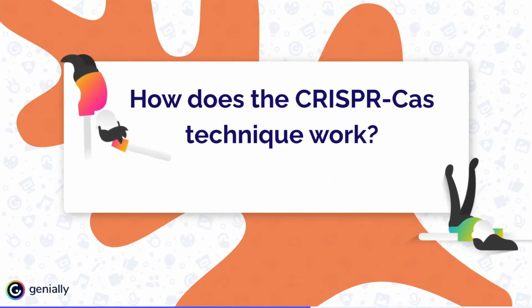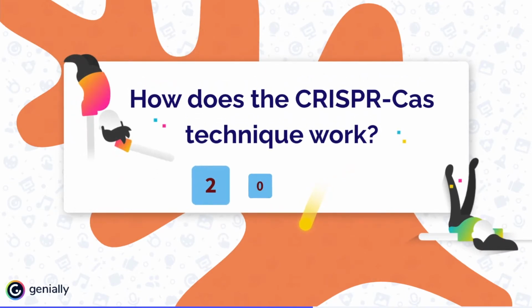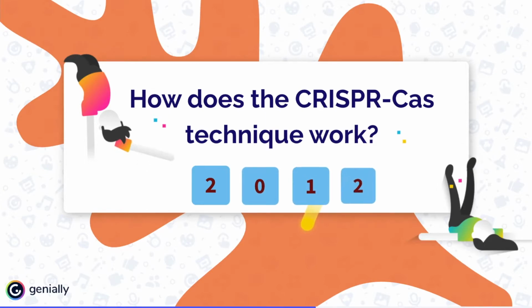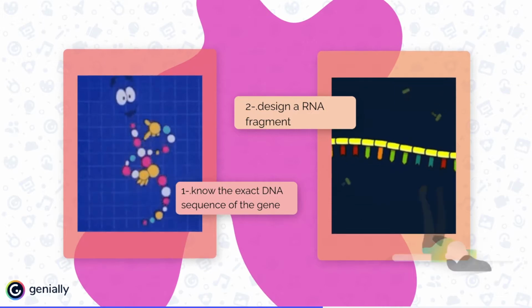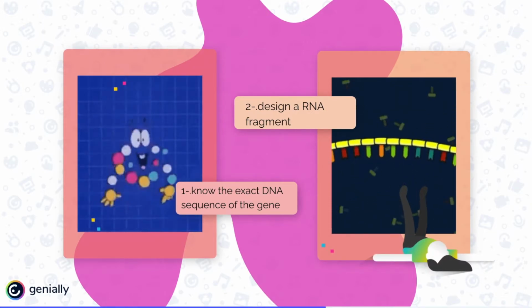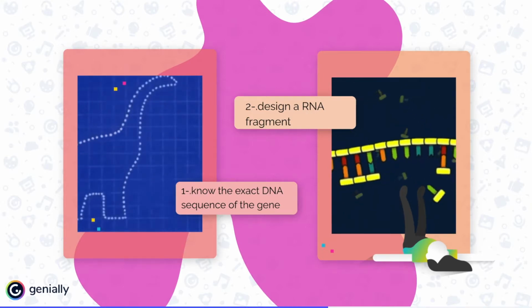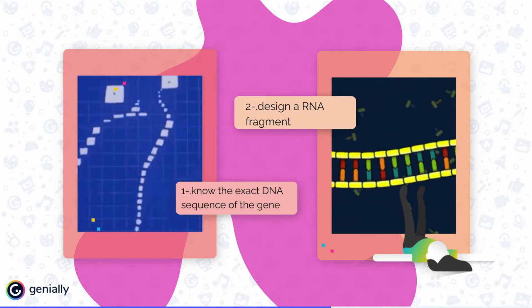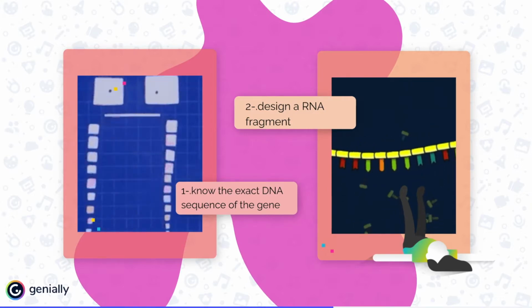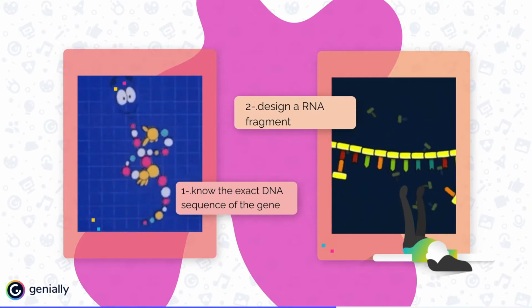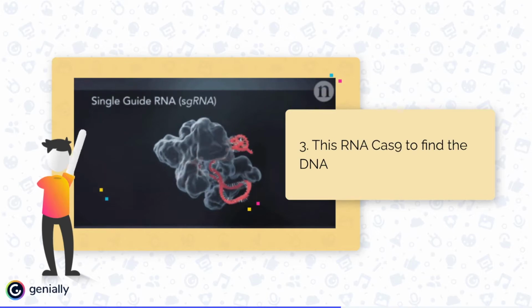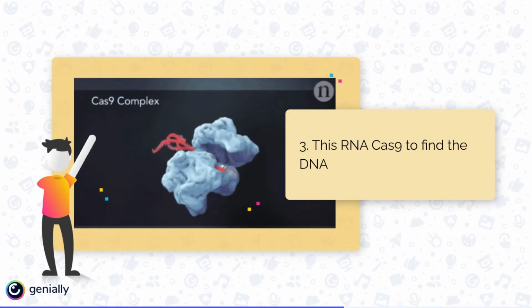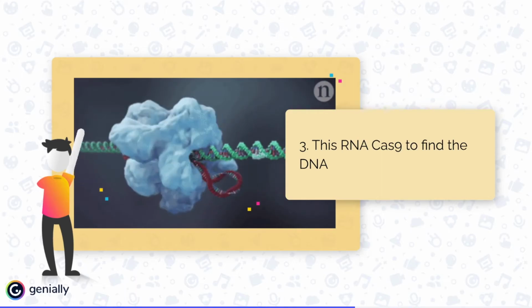How does the CRISPR-Cas technique work? This bacterial immunity mechanism has been used since 2012 as a genome editing technique. The process is: 1. We need to know the exact DNA sequence of the gene that we want to edit. 2. Then we have to design an RNA fragment complementary to this gene. 3. This RNA will act as a guide for the Cas9 to find the DNA of the gene of interest.